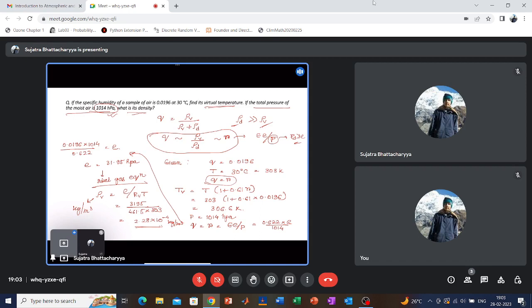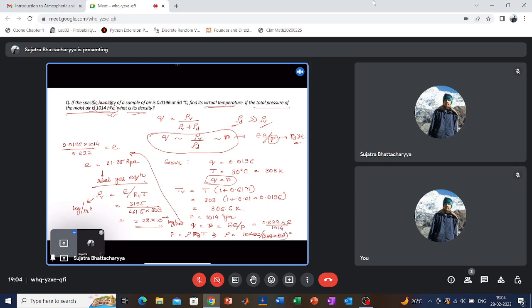Or the total density, if you have to find it out, you have P is equal to rho R into T. You take RD for simplicity. So what will it give? Rho will be 1014.00 divided by 287 into 303. What will it give? Let's see. So it's 1014.00, because it has been said what its density is.